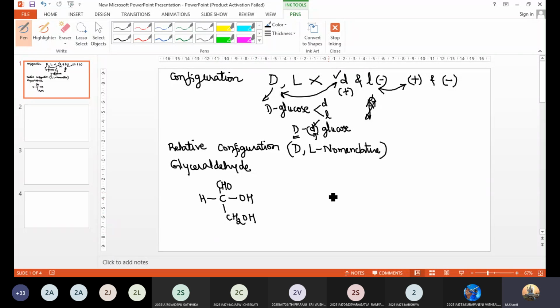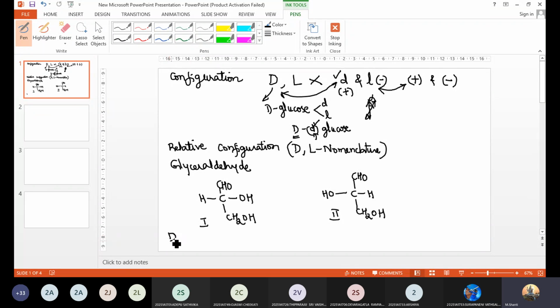Here there is a structure wherein the OH will be on the left hand side and the other groups will remain as they are, CHO and CH2OH. And the other structure is the one wherein the OH group is on the right hand side. So this is structure 1 and this is structure 2. In which structure is the OH group on the right hand side? Structure 1 or 2? One. So this would be called D-glyceraldehyde.